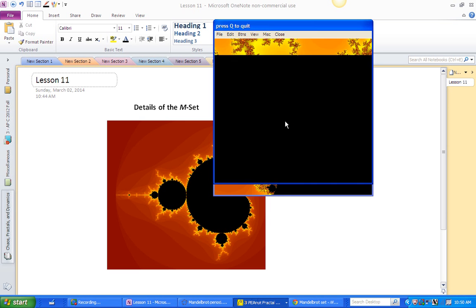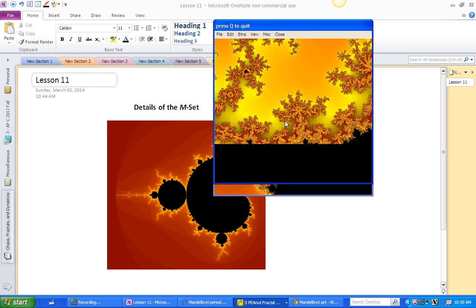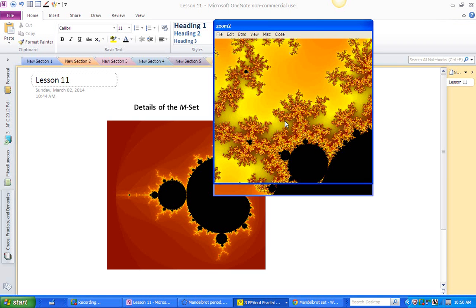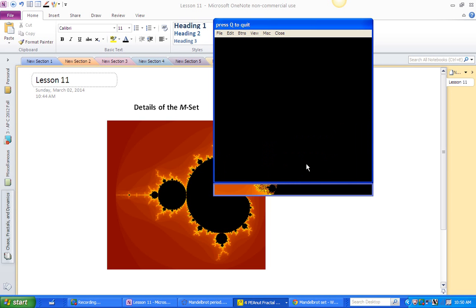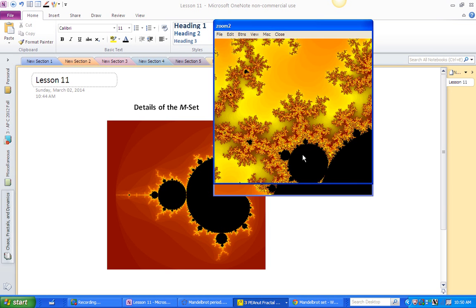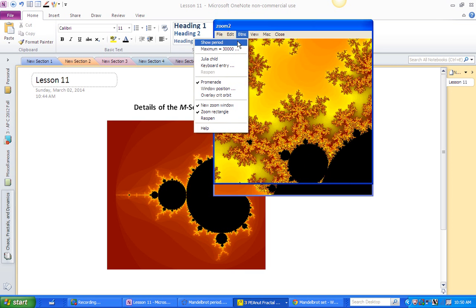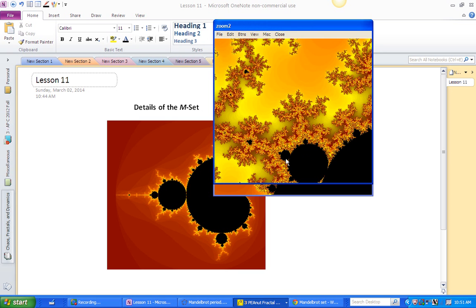I can continue to zoom in. And as I do so, I notice something kind of surprising and interesting. Let me go back here. I'm going to show the period here. This is the period 18 bulb. This is period 36, and so on. But notice out here, I've got a little baby Mandelbrot set, it almost looks like. And if you look closely, you can see there's a connecting line you can barely see between this bulb and that little baby Mandelbrot.